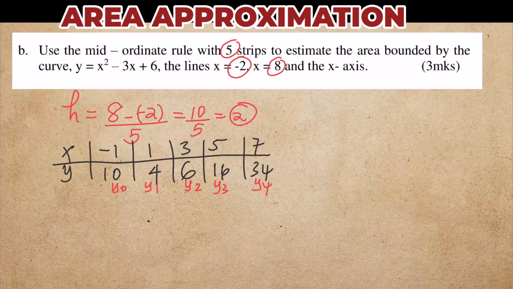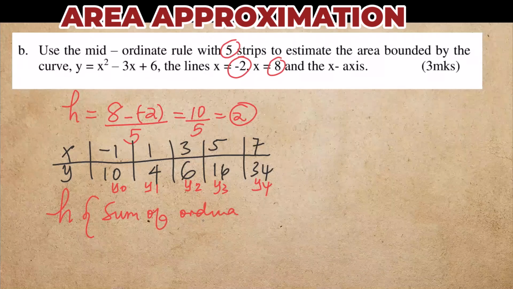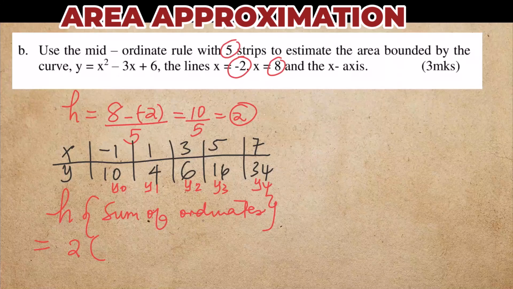Now let's go to the mid-ordinate rule. How does it state? The mid-ordinate rule formula is given by height multiplied by the sum of the ordinates. So this will be the height, we got it as 2. Then the sum of the ordinates, or the heights. Ordinates are the heights.